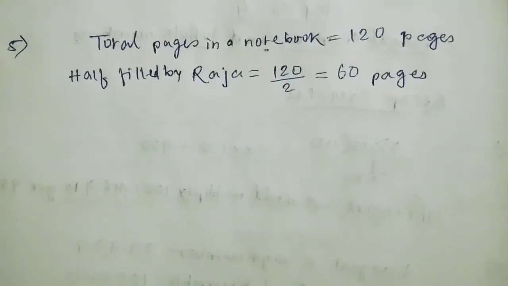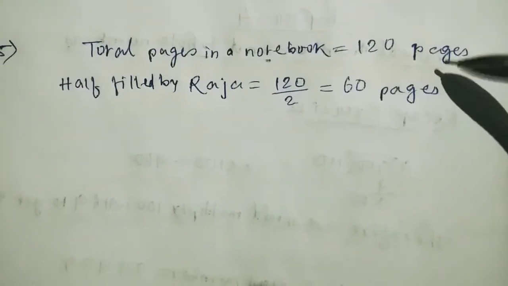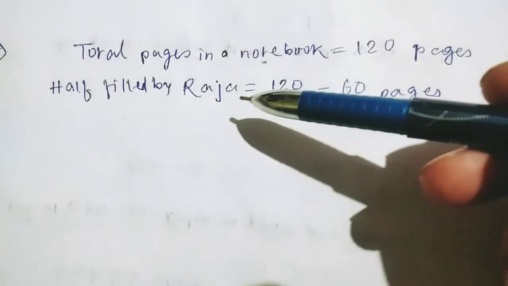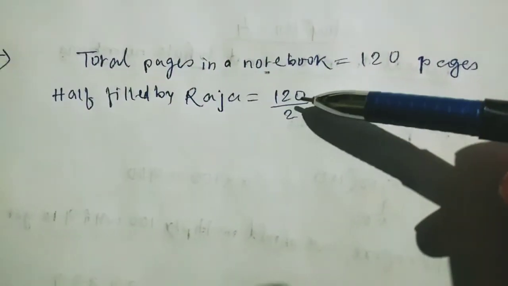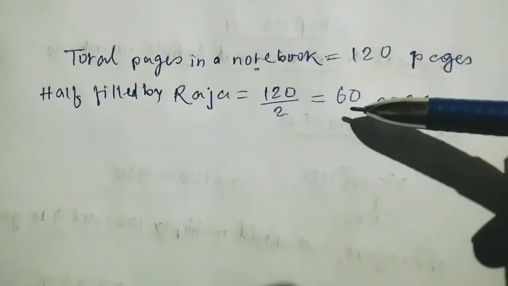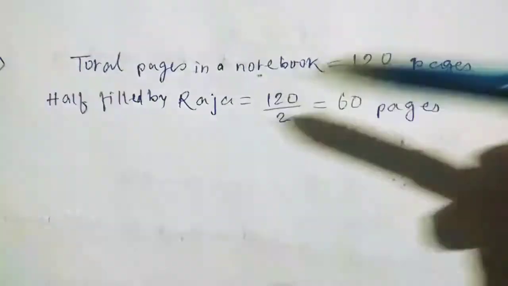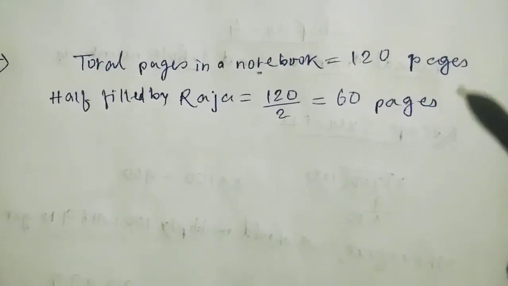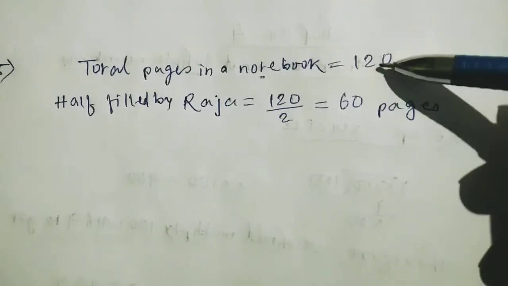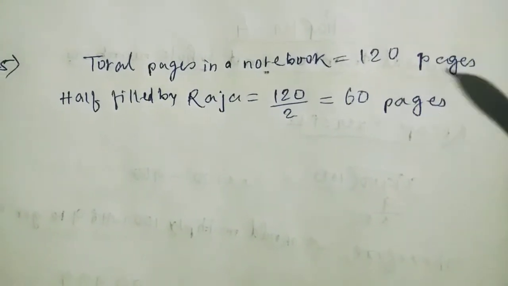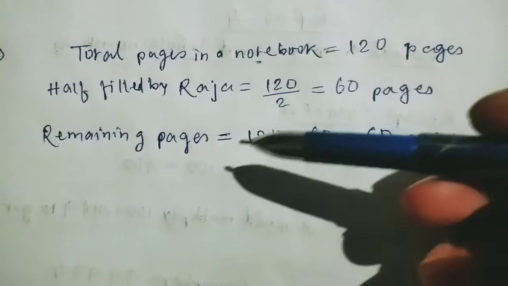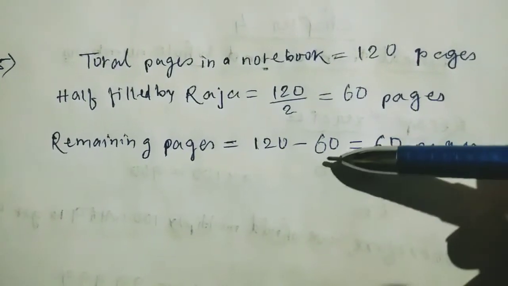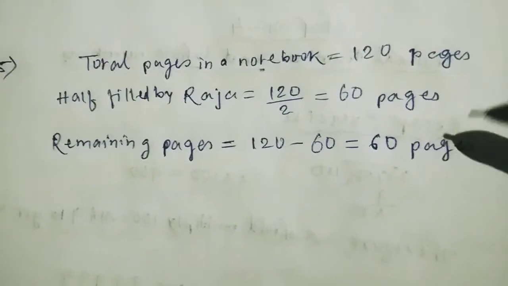So students, you can see here the total pages in the notebook is 120 pages, half filled by Raja. Half means what? You have to divide by 2. That means 120 divided by 2 is what? 60. 60 pages filled by Raja. Now how many pages remain? You have to subtract. 120 minus 60, that will be the remaining pages. So the remaining pages are 120 minus 60, that means 60 pages.